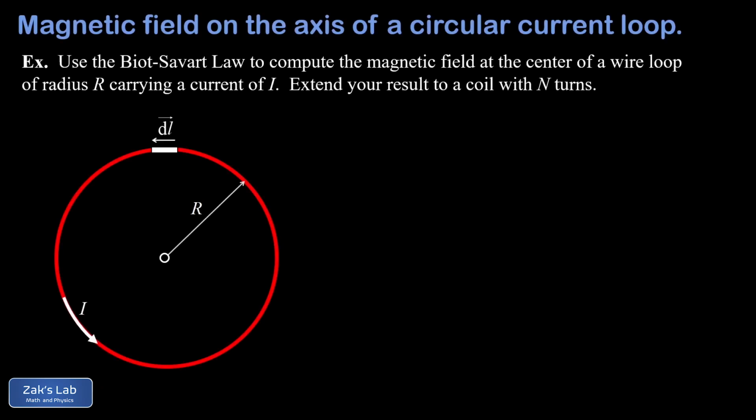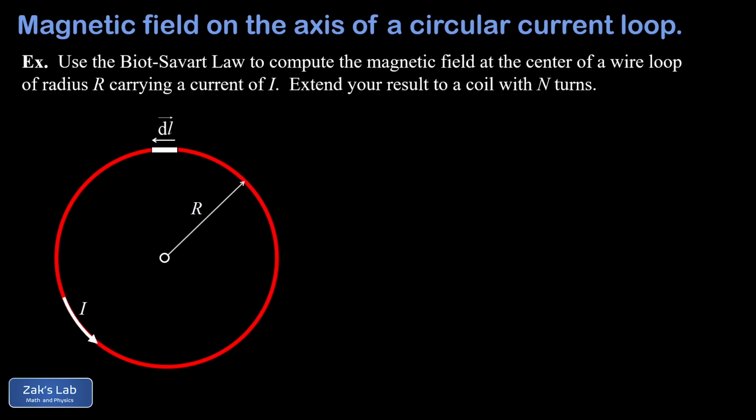In this problem, we're using the Biot-Savart law to compute the magnetic field at the center of a circular loop of wire with radius r and carrying a current of I. Then we want to generalize to a flat coil with n turns in it. In other words, n turns of wire with radius r all bundled together with a current of I running through it.